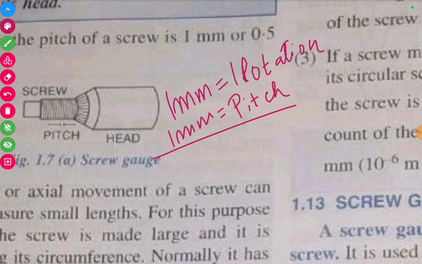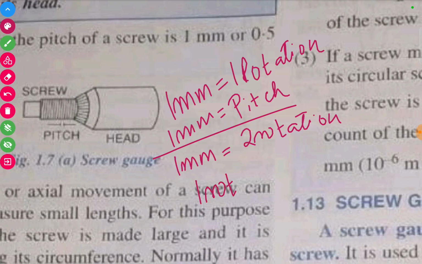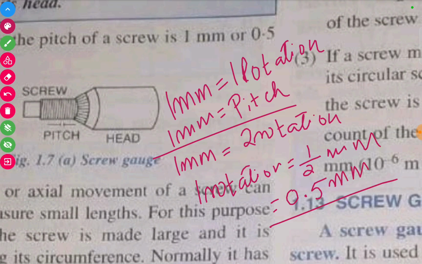Say for example, if a screw moves 1 millimeter in two rotations, then what will be the pitch? I have to find how much distance it covered in one rotation. Thereby in one rotation it will cover 1 by 2 millimeter, which comes out to be 0.5 mm. So this will be the pitch.